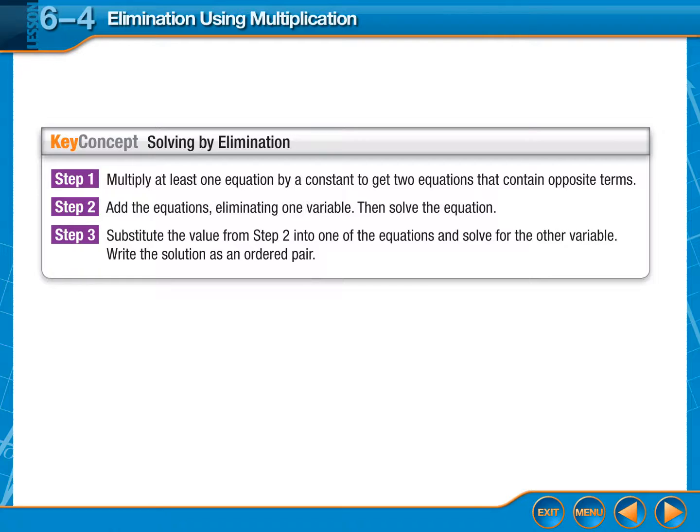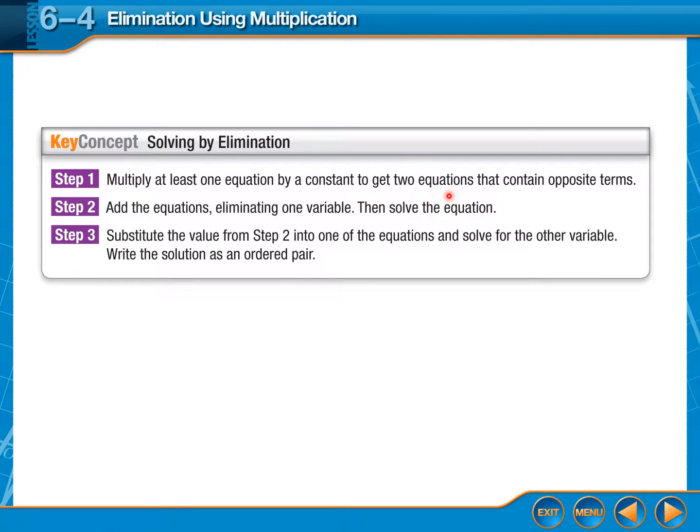So when solving a system of equations using elimination, if the equations don't contain coefficients that will allow you to eliminate them by addition and subtraction, we have the ability to multiply one or both equations by a constant. And that'll give us two equations that contain the opposite terms. So we're allowed to manipulate and change one of the equations or both of the equations in order to cancel out coefficients with the opposite terms.